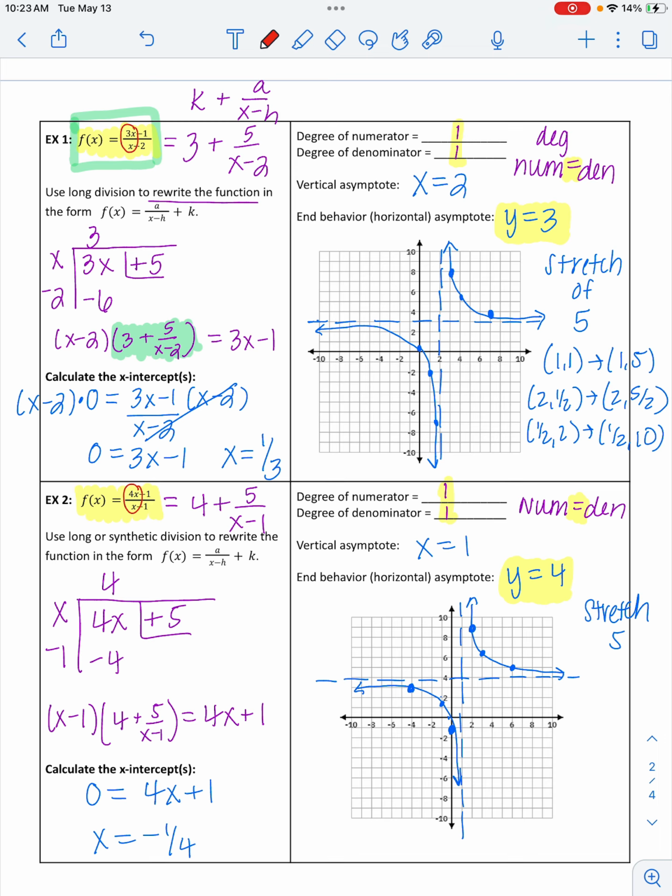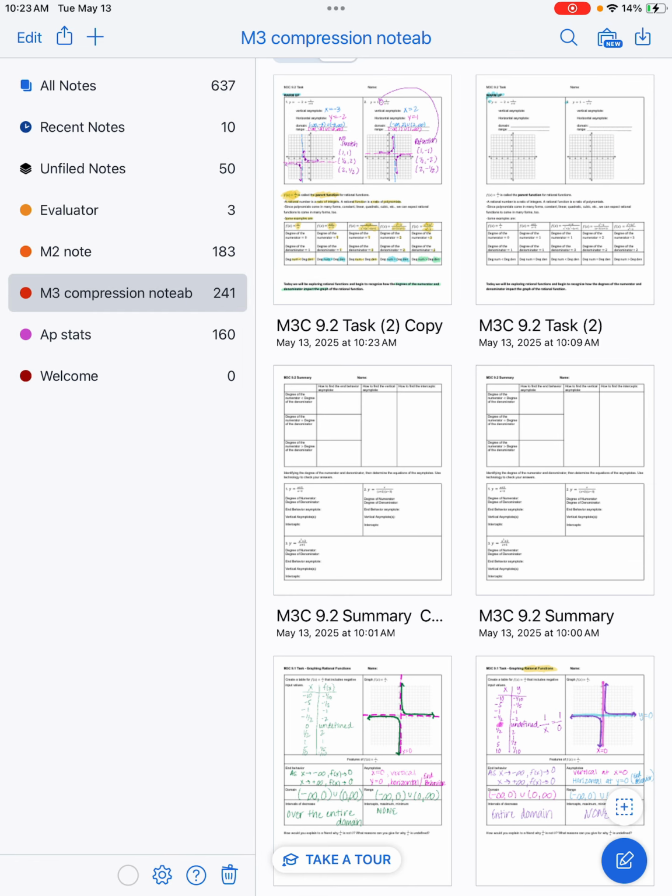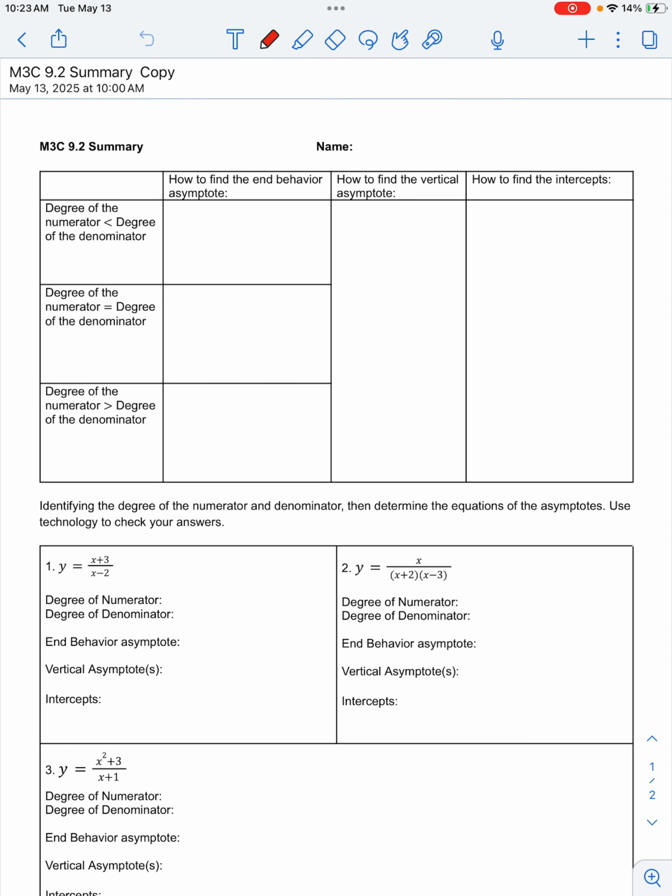Okay, and so I want to write that in that summary page that you have off to the side. So bring that summary page over in here. And so we're talking right now here. So when the degree of the numerator and the degree of the denominator is the same, our end behavior asymptote, which, remember, is the same thing as horizontal if they're horizontal lines, is what you get if you divide the leading coefficients.